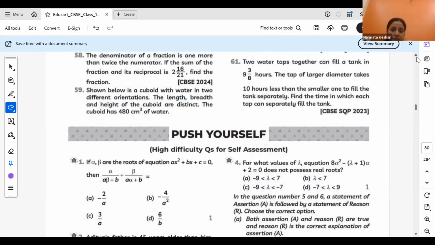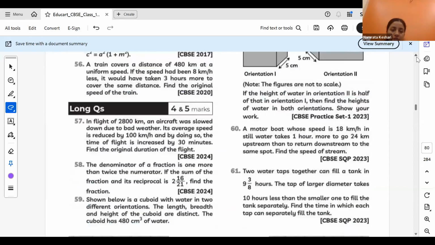Today, Abdullah, you'll be able to solve all the questions from NCERT because it's a straightforward question you will be having over there.